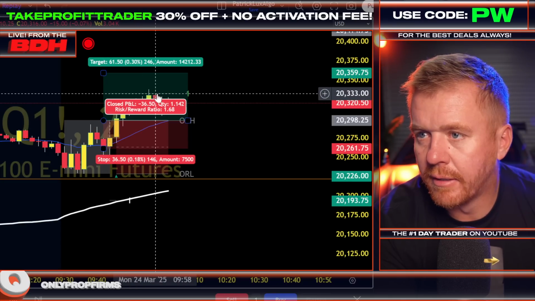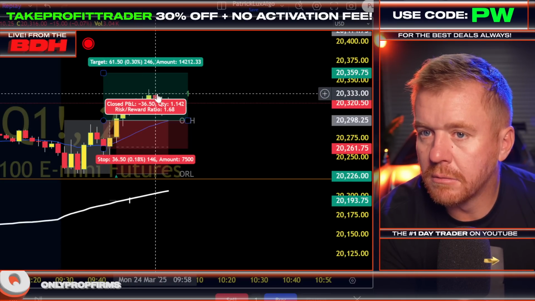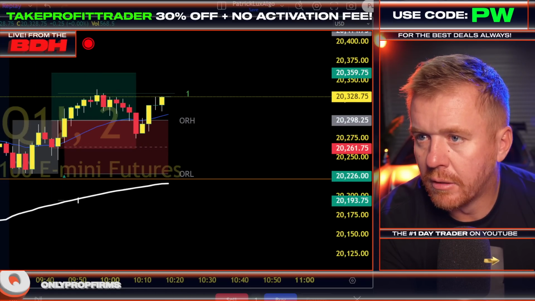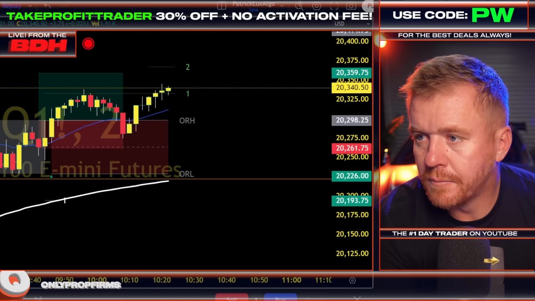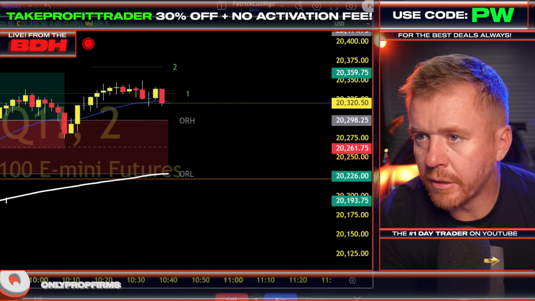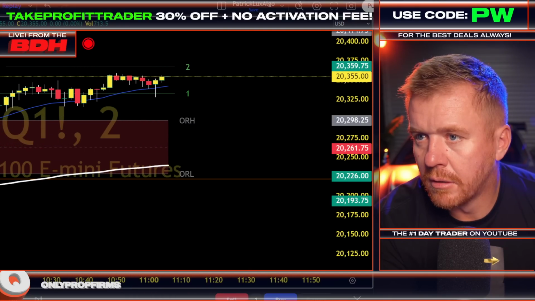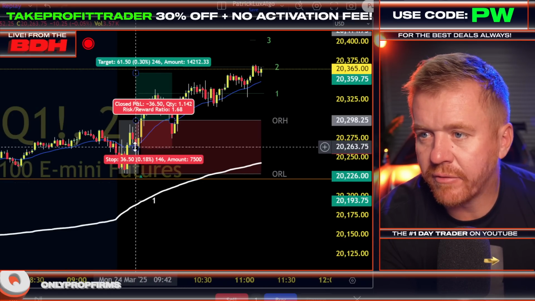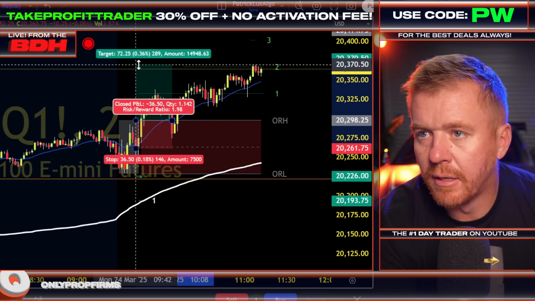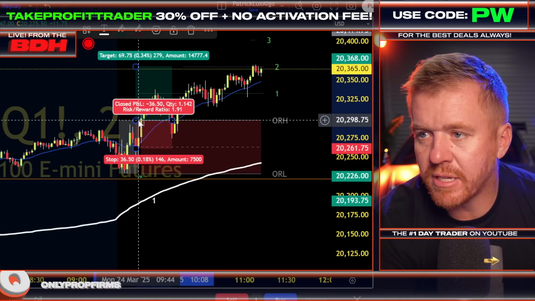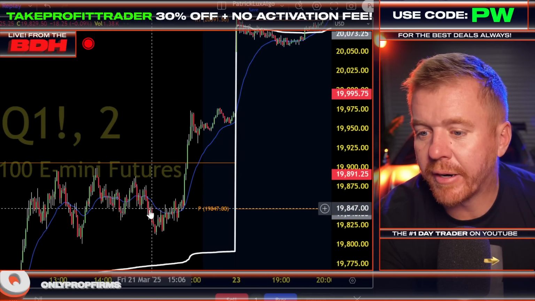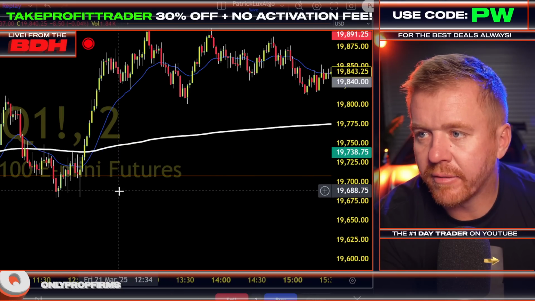We hit the first target. That would be 30 points. Can we go for target 2? Target 2 hit. Same plan. Stop loss at the 50% of the 15-minute range. And that gives us 69 points to the upside with a 36-point risk on that trade. We were very, very far above the VWAP there at that time as well.